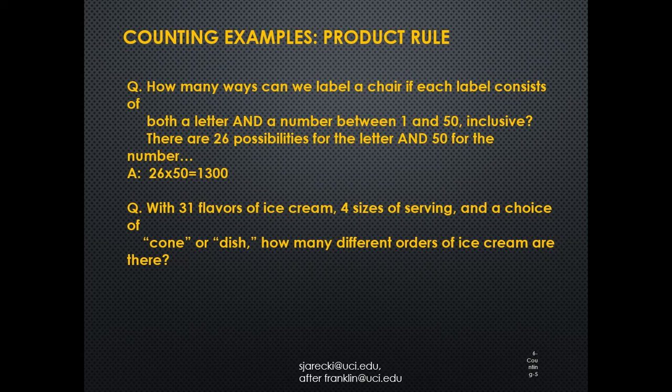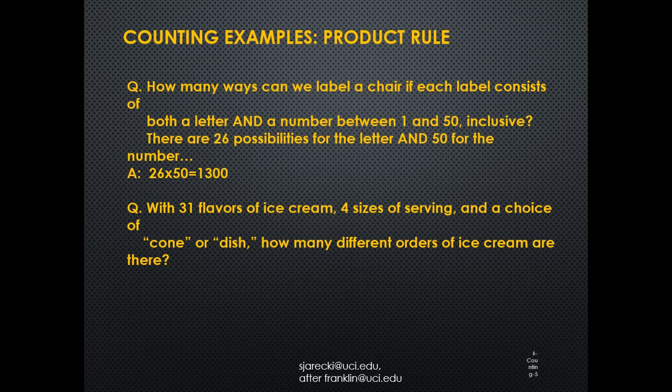Z1 up to Z50. So that's why the number of ways that you can derive is 1,300. Because for A, you can have A1 up to A50, so that is 50 ways. And then you have A to Z. The Z is another 50. So if you multiply 26 by 50, you will come up with 1,300 ways.